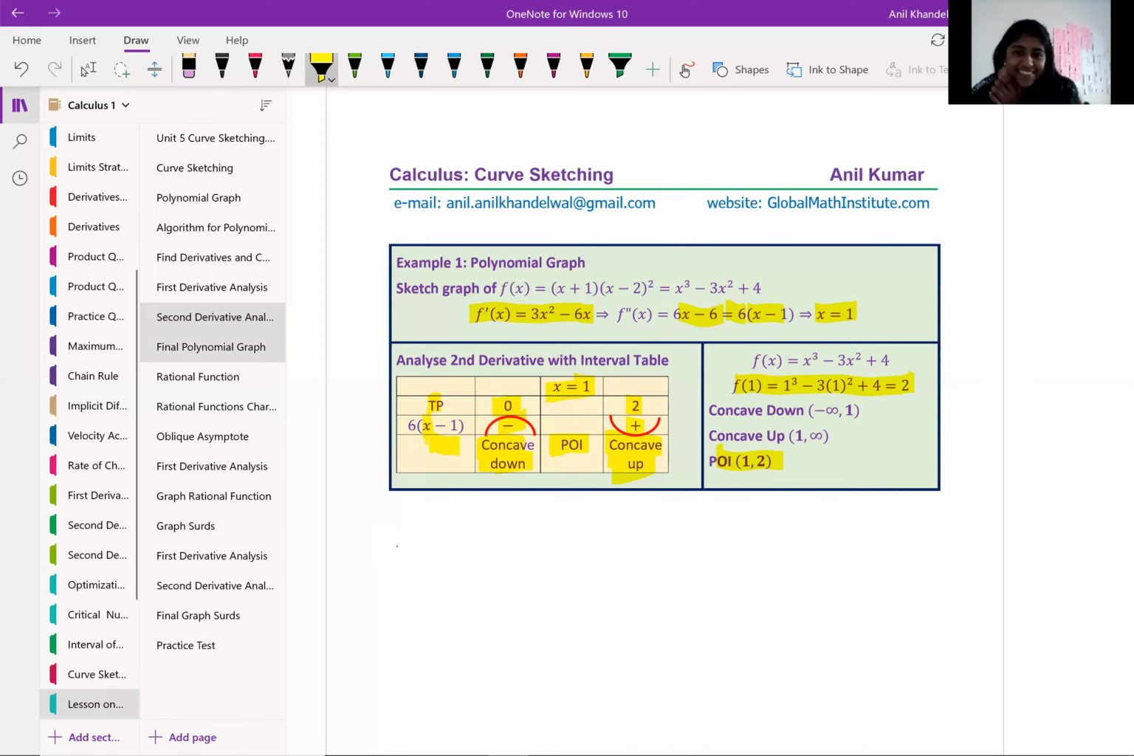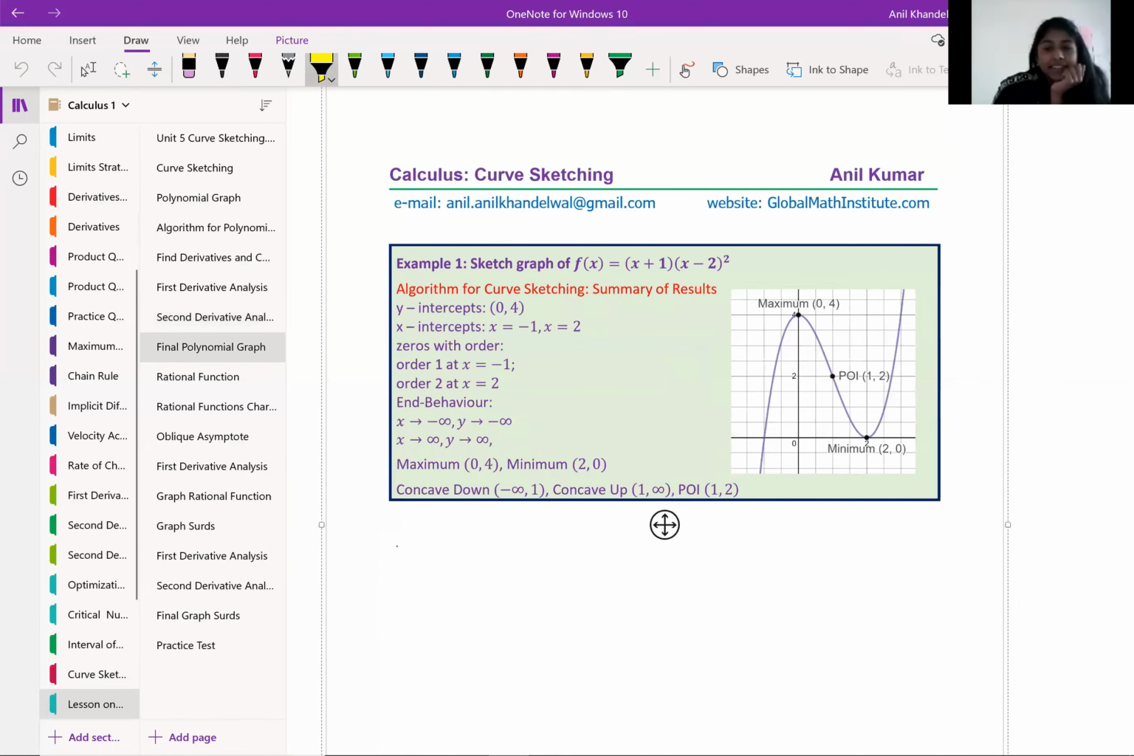Very good. So let's sketch it. It's a good idea to summarize all our learnings in one place. We know exactly what to do, and then sketch the graph. So Amy, can you read this out and see what our summary is? Sketch the graph of f(x) = (x + 1)(x - 2)^2.